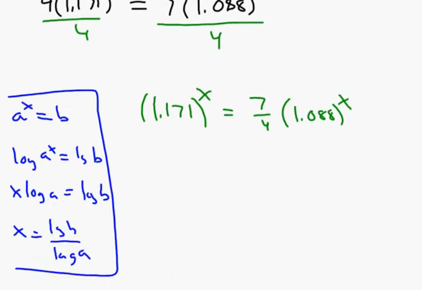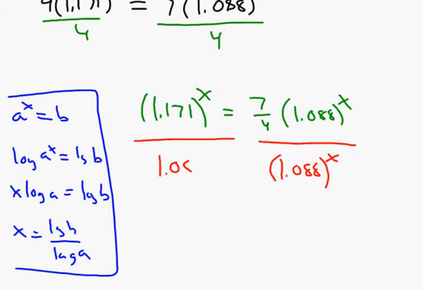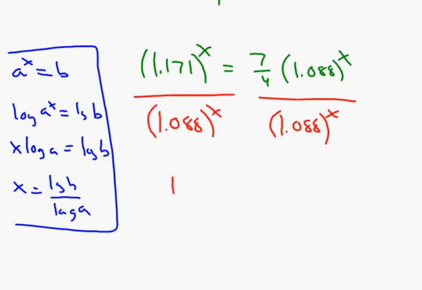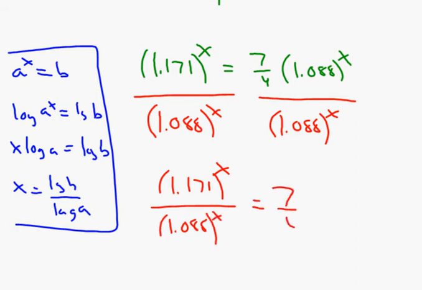So I'm going to take both sides now and divide by that. Okay. So what do we end up with? 1.171 to the x over 1.088 to the x equals 7/4. All right. I'm getting there. I'm not going to say it looks quite like this yet. And the problem I have is that on the left side, I don't have a single number to the x power. On this left side of the equation, I have something to the x divided by something to the x.